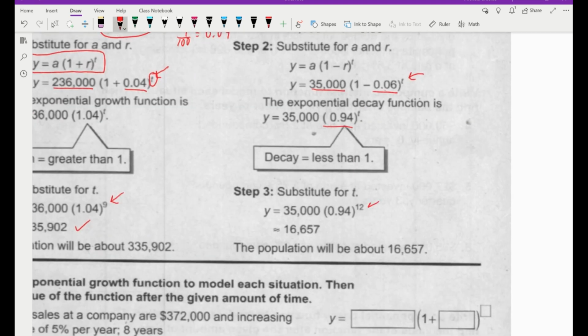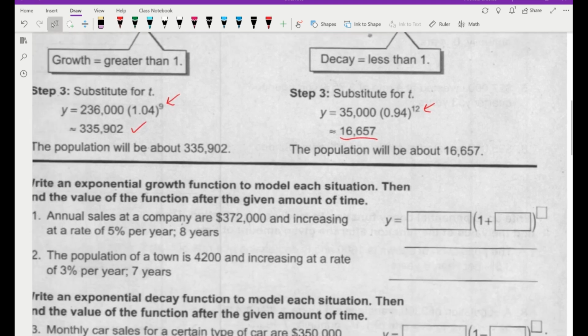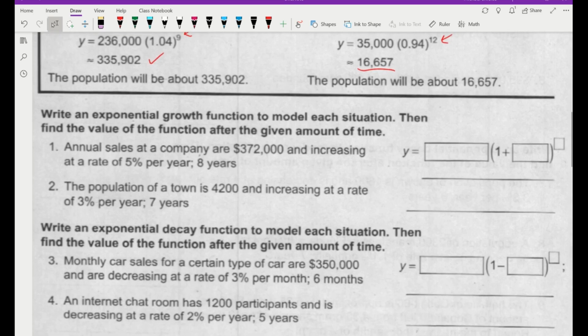Here we entered it in for 12 years, and we found the population decreased from 35,000 to 16,657. Let's look at the first example. Number 1. Write an exponential growth function to model the situation, then find the value of the function after the given amount of time. Annual sales at a company are $372,000 and increasing, that's important, at a rate of 5% per year. And what would it be after 8 years?